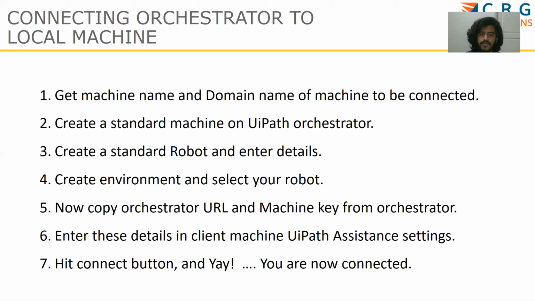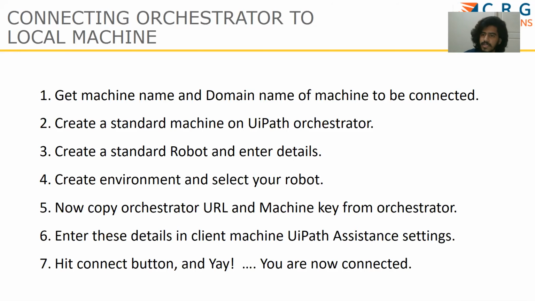Now, once you create a standard robot, we created an environment to select the robots in a particular environment. And then we copied the orchestrator URL and machine key from my orchestrator, and we entered these details in the client's machine. And we just click on connect. In UiPath Assistant, it automatically shows you connected and licensed.